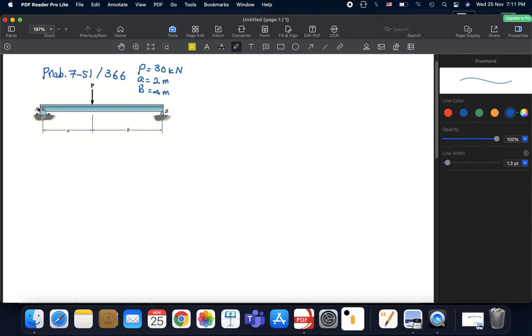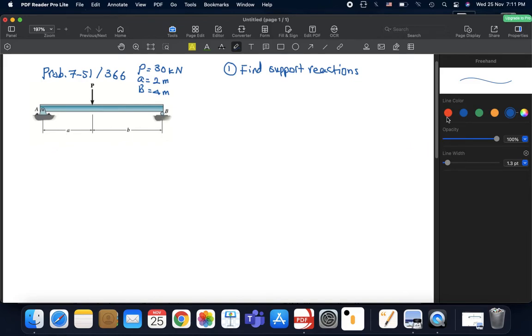First, you have to find your support reactions. So you take the whole beam, you replace these supports with their reactions, and then you find the reactions.